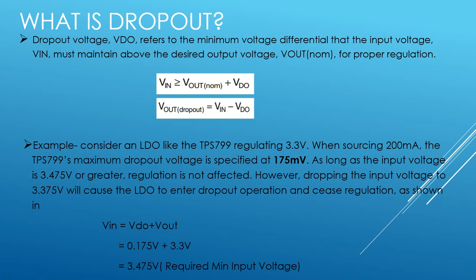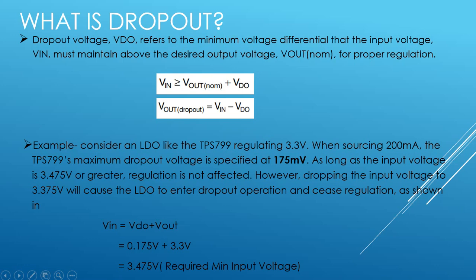What is dropout? Dropout refers to what we are supplying at the input and what we are getting at the output. The dropout voltage is what happens inside the LDO. For example, if we apply 3.3 V and get 2.5 V, then the difference between the input and output is the dropout.